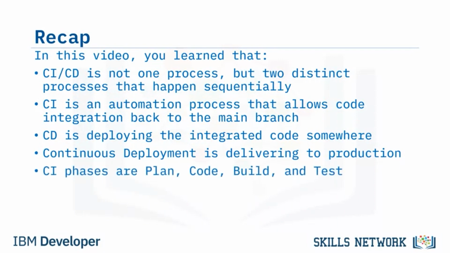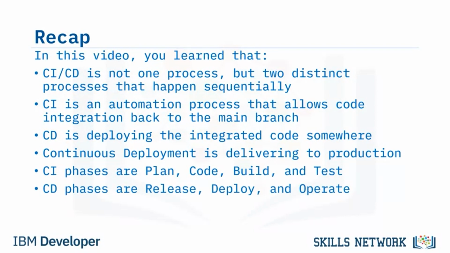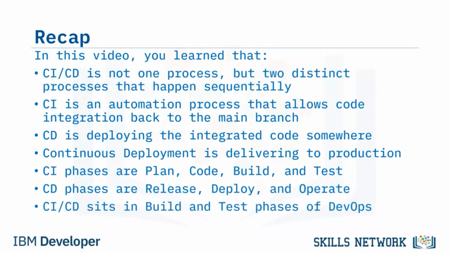CI consists of the plan, code, build, and test phases. CD consists of the release, deploy, and operate phases. CI/CD sits in the build and test phases of the DevOps pipeline, and there are several benefits to CI/CD.